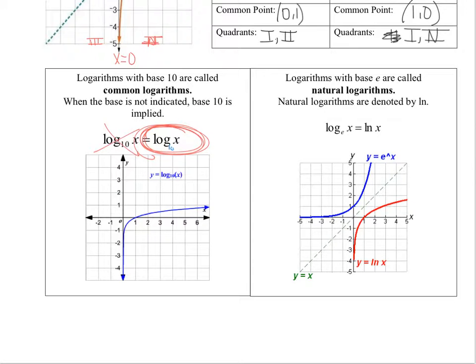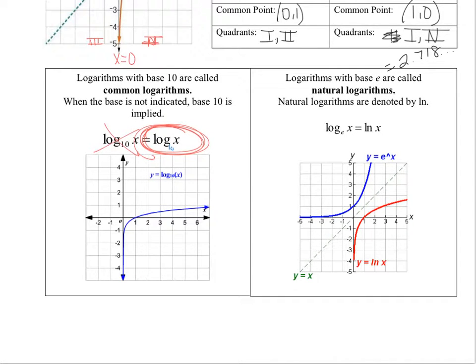Now, logarithmics with a base of e. e is just a number. It's in your calculator. Remind me tomorrow and we'll go over it. e is almost like pi. e is equivalent to 2.718, I think, something like that. That's what e is. So it's just a number.